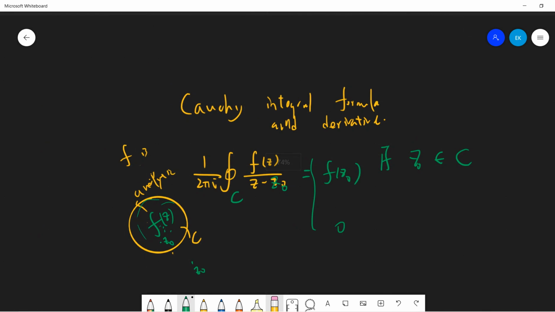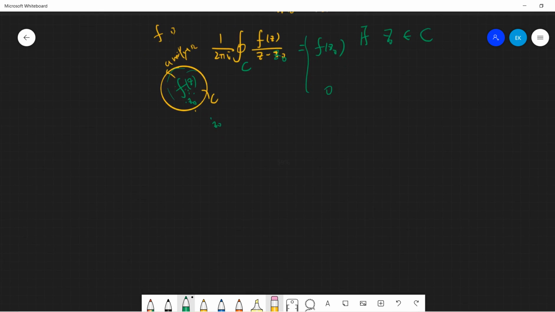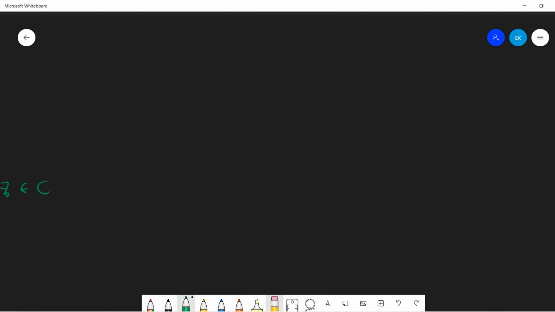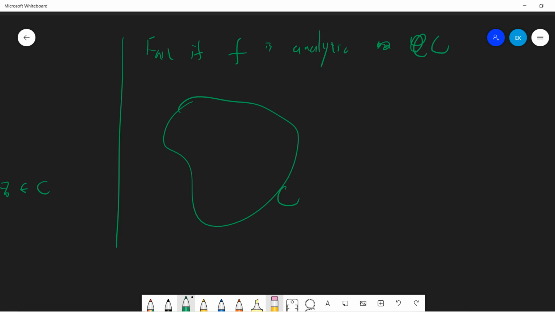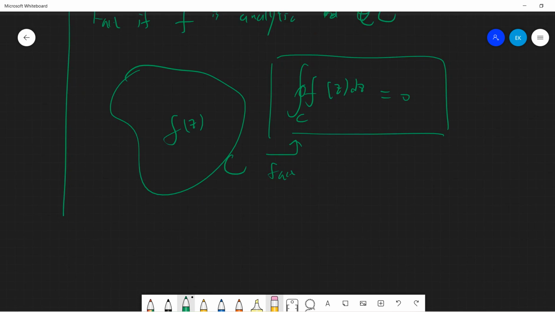Okay, so in order to prove this, all we need to know is the fact that if f is analytic, enclosed by C, then if you integrate f of z along C, it will be 0. This is the fact that we will use. This is basically induced by the Cauchy-Riemann equations.